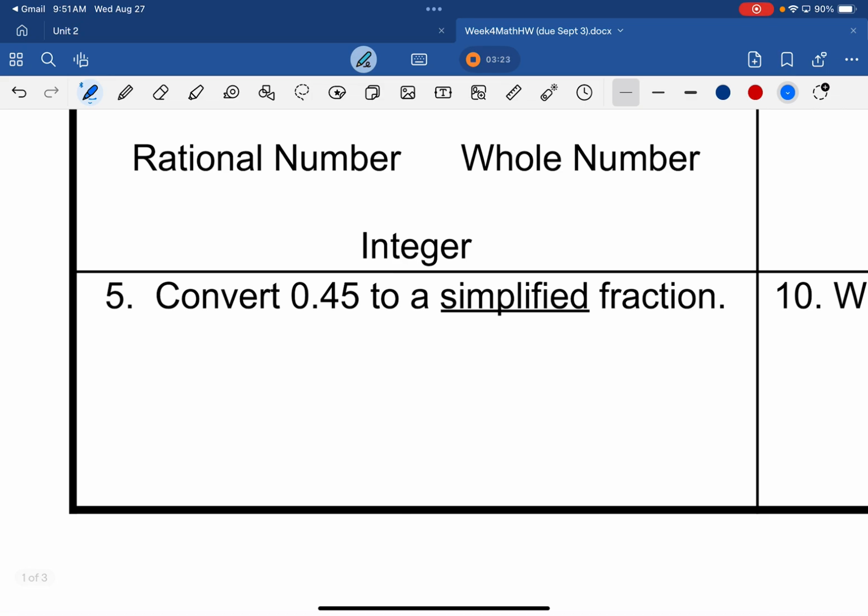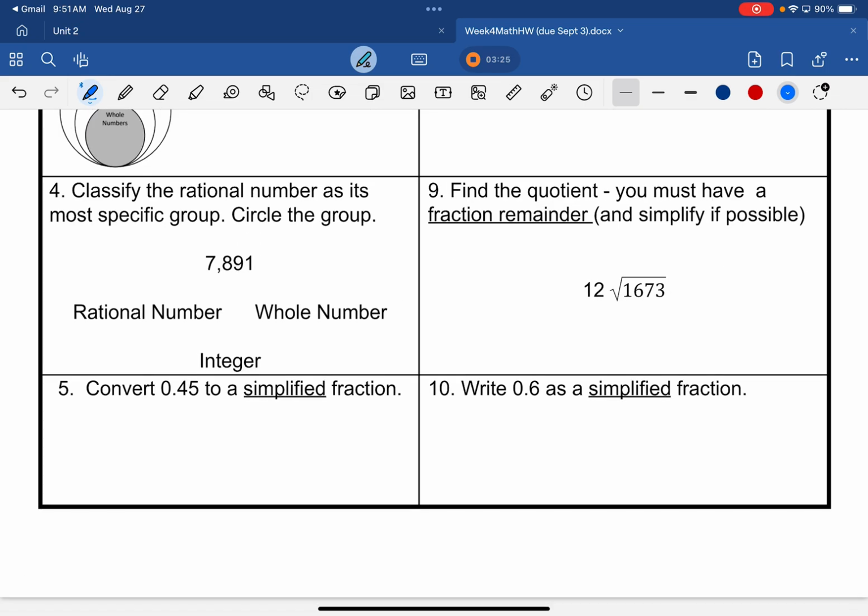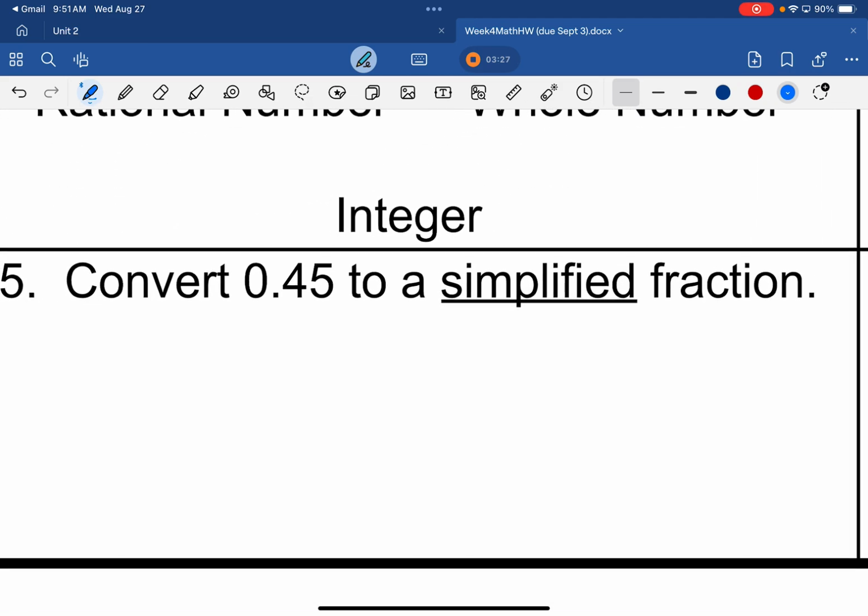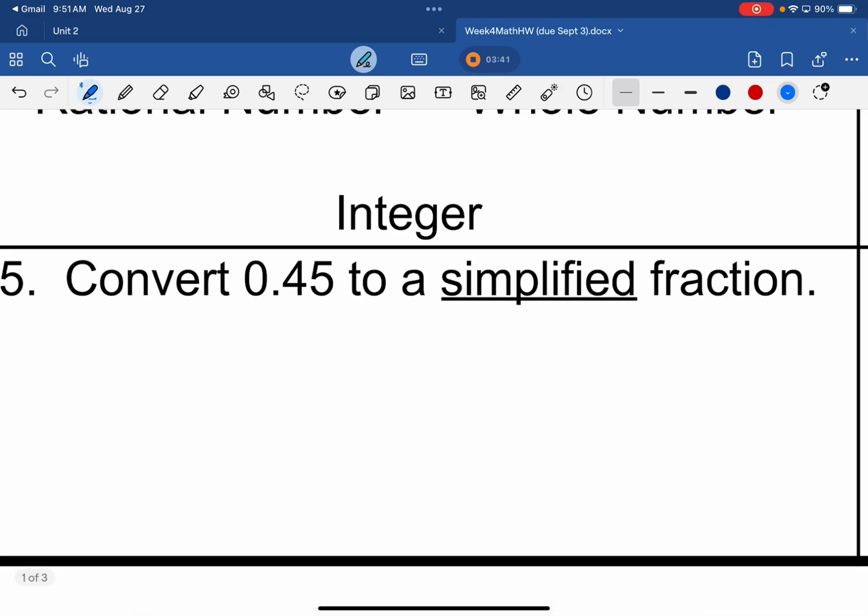Okay, convert 45 hundredths into a simplified fraction. So this is the homework where you have to simplify everything that needs to be simplified. I will try to tell you whether it has to be simplified, but sometimes I won't. But hopefully you watch the video, because in the video I will always tell you. So this is in the hundredths place, so I'm going to put 45 over 100. Did you have a question? No. Do you have a question? Okay. All right. So that is what it looks like as a fraction.